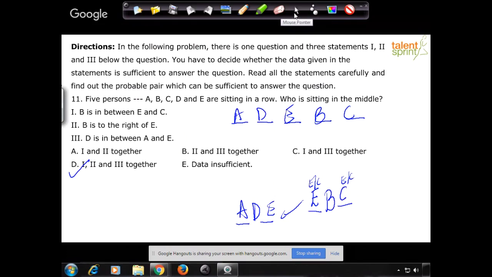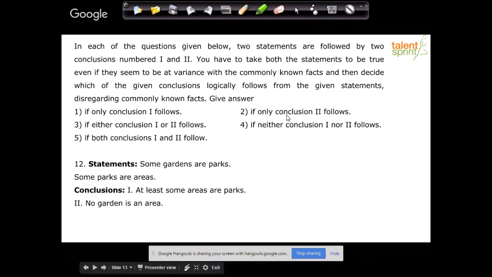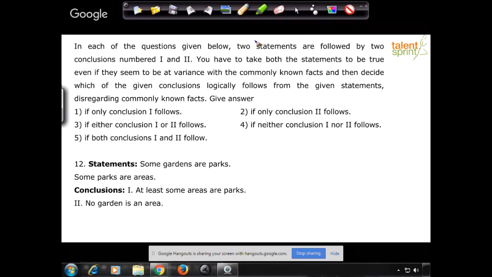Now, let us move on to the next question and see what our question is. Okay, once again, boys and girls, this is a question on data sufficiency. Like I said, statements are given, then there are some conditions given. You have to see whether the data that is given to you is sufficient to answer the question that has been asked. Some gardens are parks, some parks are areas.